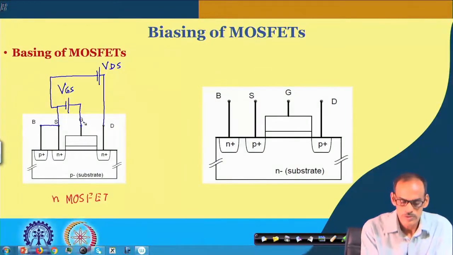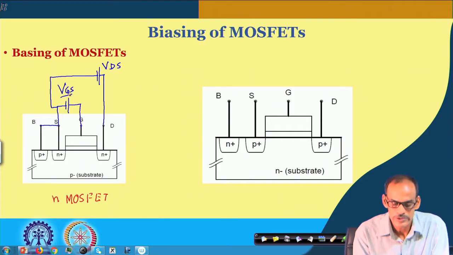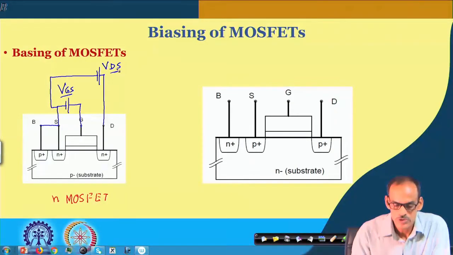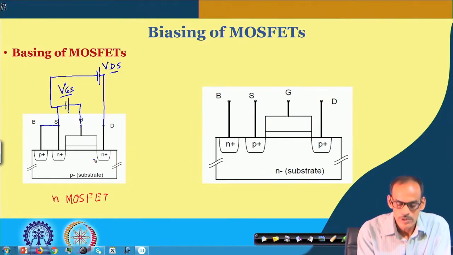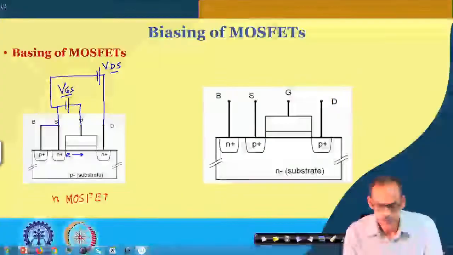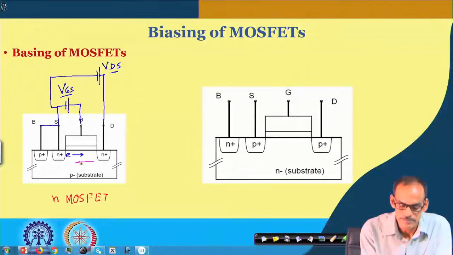So, for proper operation, VGS should be higher than something called the threshold. VDS definitely should be positive for the electrons to flow from the source to drain. So, electrons are moving in this direction, and that results in the current flow in this direction.